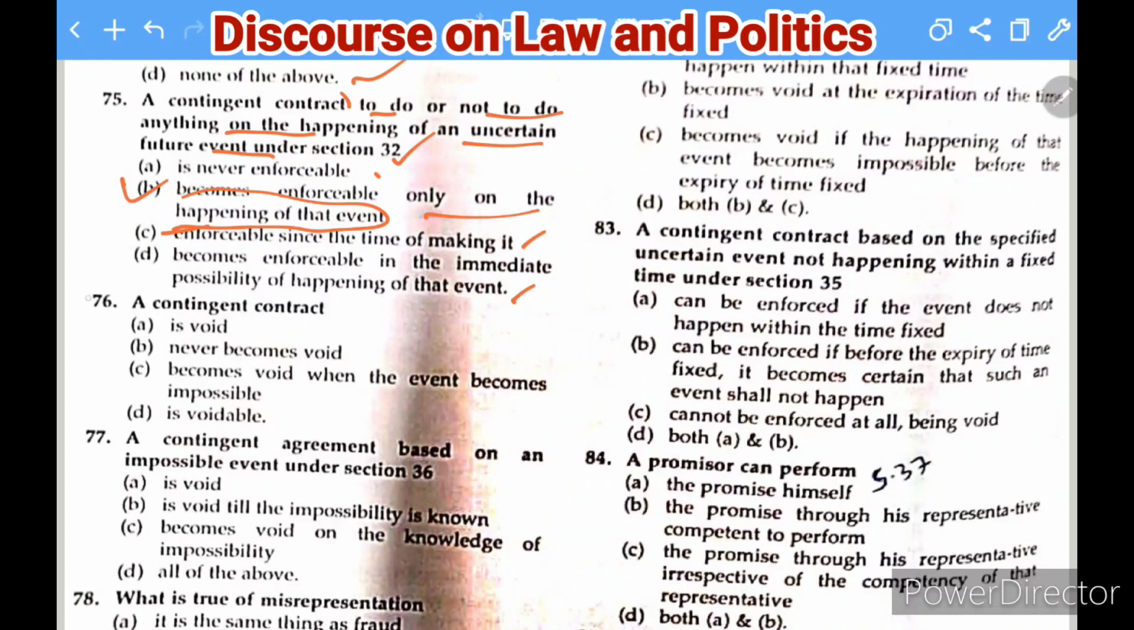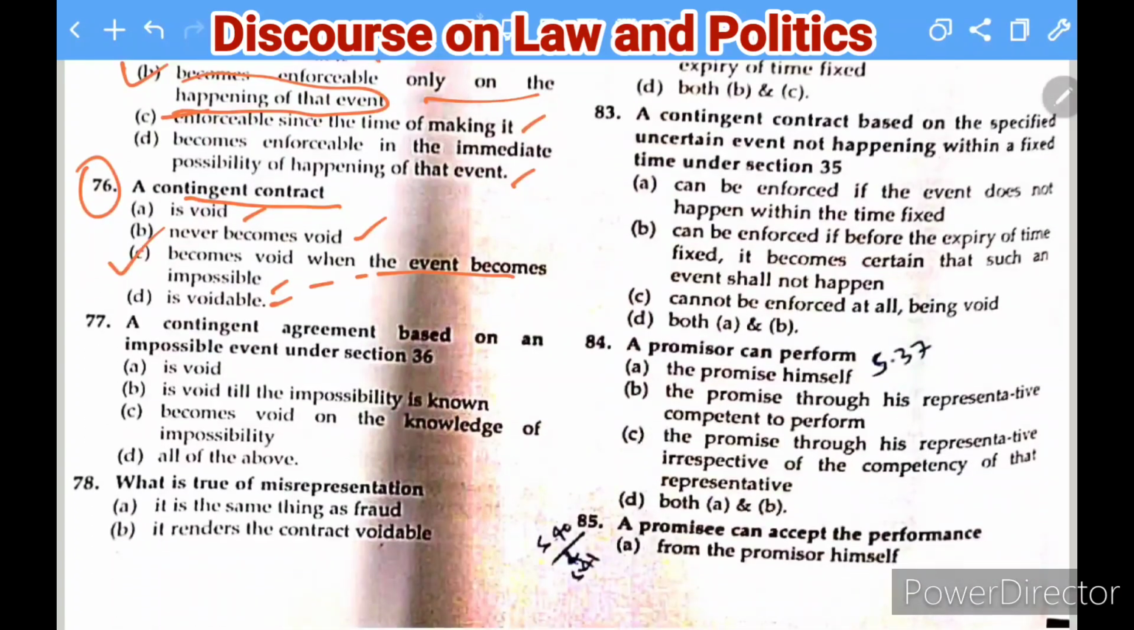Moving to the next question, question number 76. A contingent contract is void. The options given here: never becomes void, when the event becomes impossible, or is voidable. So which is the right answer? Give your answer here. I am waiting for your response. A contingent contract becomes void when the event becomes impossible. Okay, a contingent contract based on an impossible event under section 36.